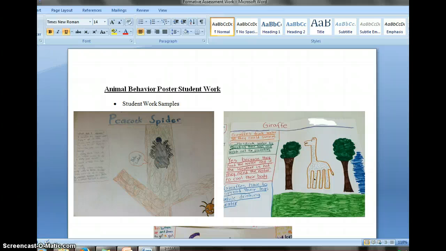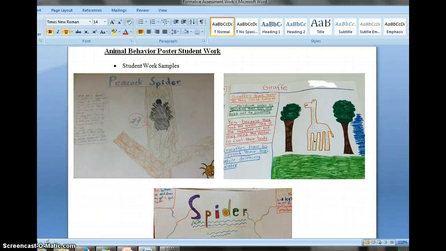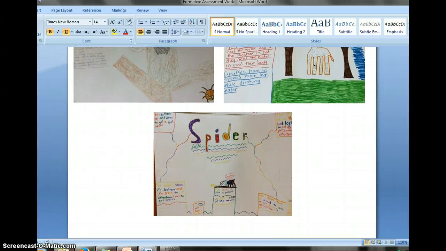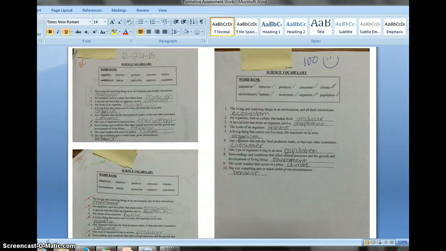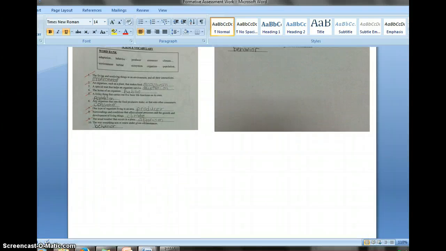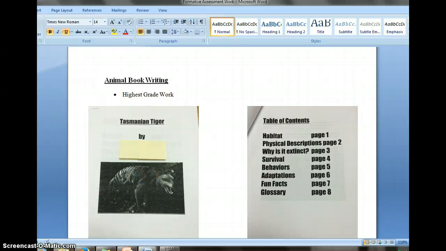We did the behavior poster, which was from the safari tour. And these are the student samples. This is their vocabulary quizzes. And then this is their animal book writing.